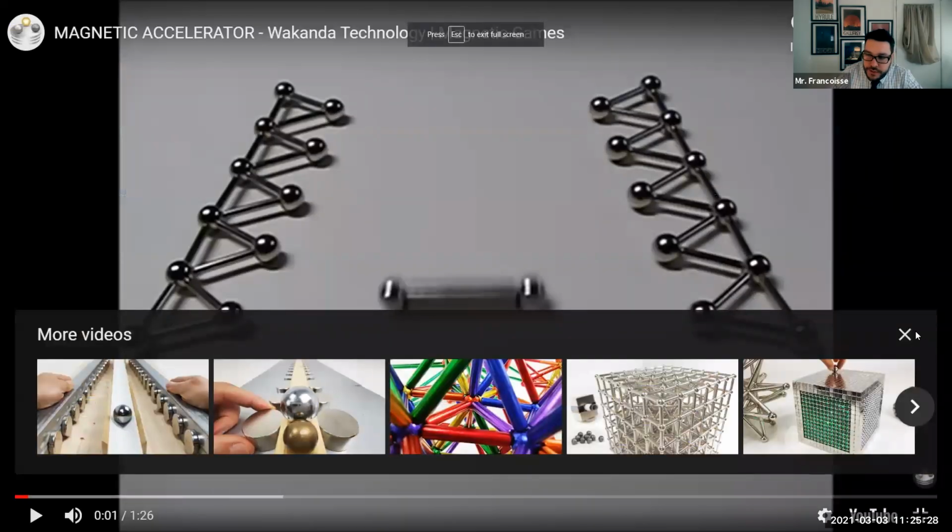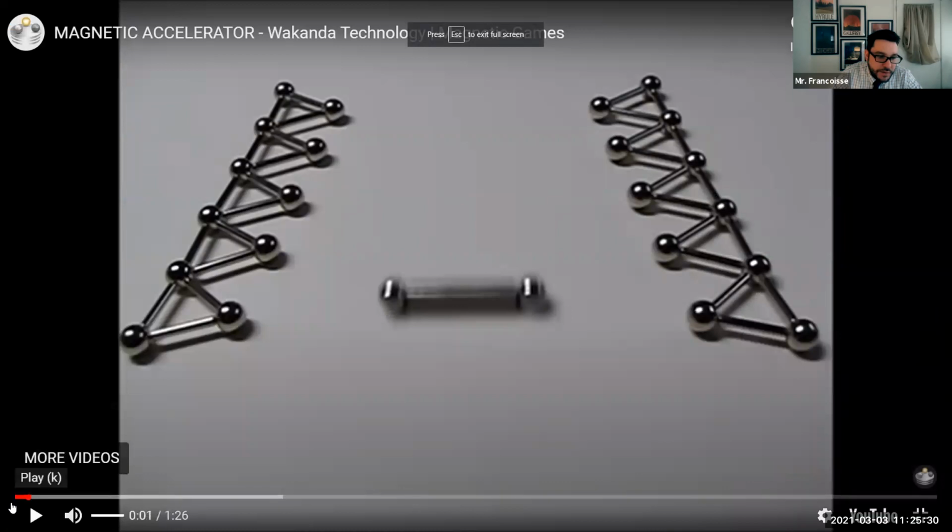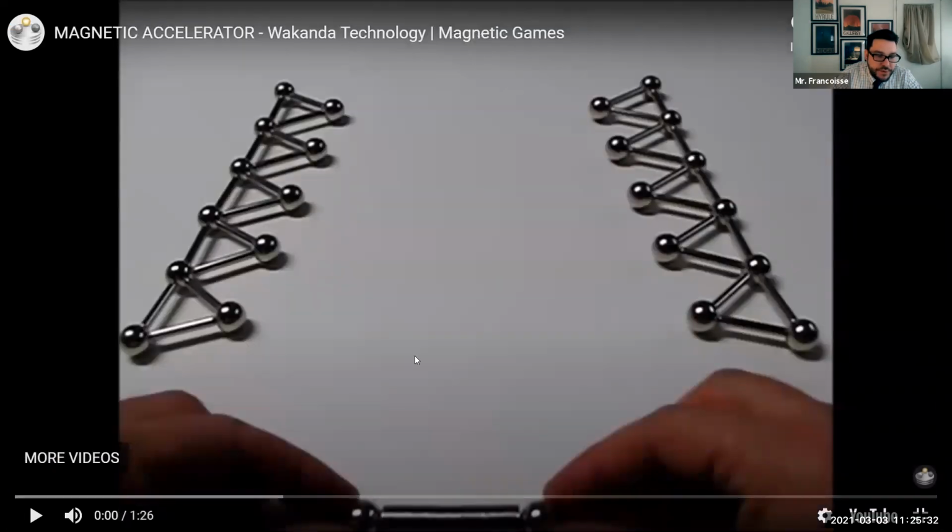So let's go and take a look. We have a couple different clips that show this movement here. We can see all of these are made up of magnets.